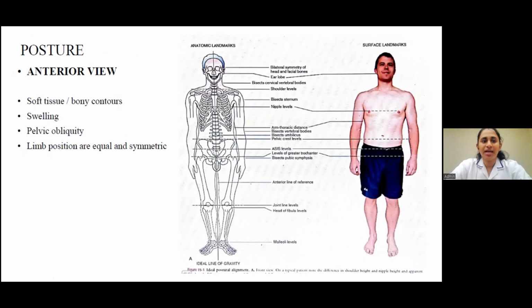So in the posture, in the anterior view, the soft tissue and the bony contours are noted. If there is any visible swelling around the hip joint or even down to the lower part of the lower extremity, that is till the feet, it is also noted. You will be observing for pelvic obliquity and also whether the limb positions are equal and symmetric. There is a possibility of the feet being completely internally rotated or completely externally rotated. So that can also be a deviation from the normal posture.